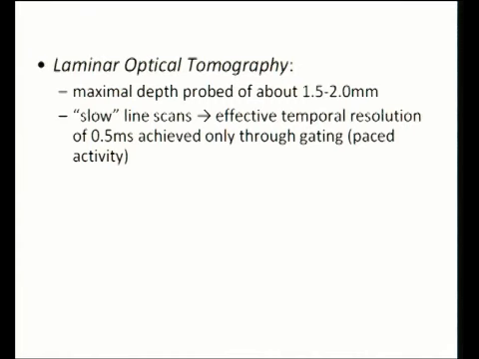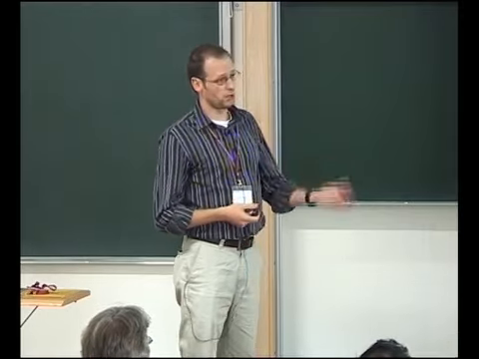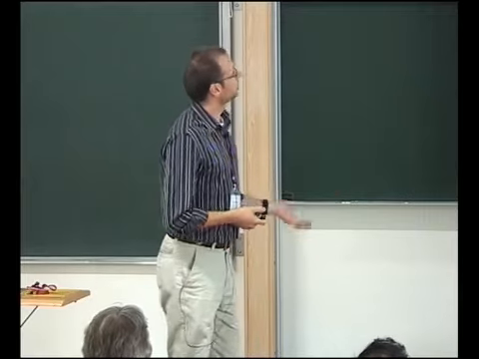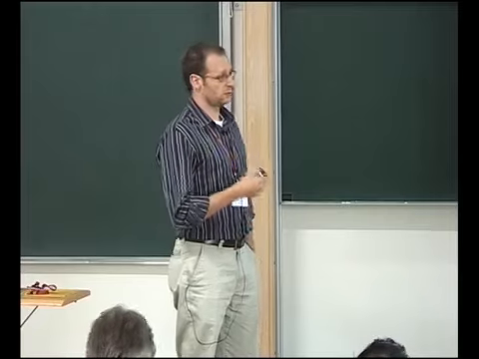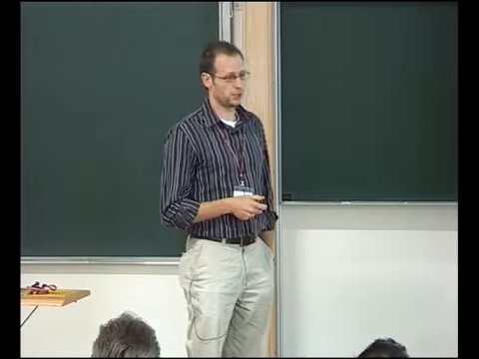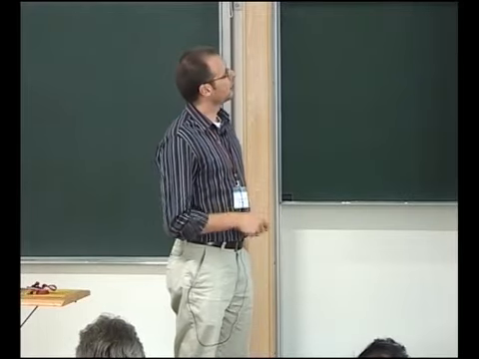Now, laminar optical tomography really serves as a proof of principle, but it still suffers quite major limitations. One of them is a maximal probe depth of about 1.5 to 2 millimeters. That's probably fine for a rat heart, but we can't use this technique to map all the way through the left ventricle of a pig, for example.